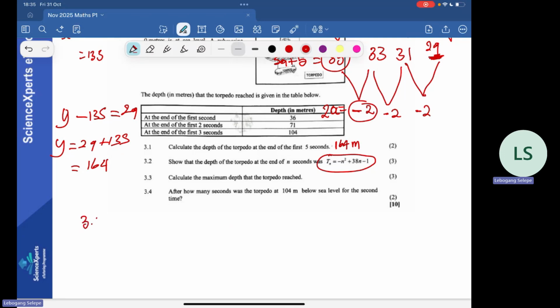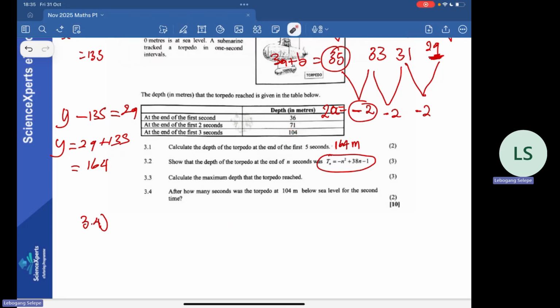3.4. After how many seconds was the torpedo at 104 meters below sea level for the second time? For the second time. All right. Oh, okay. This is the first time.